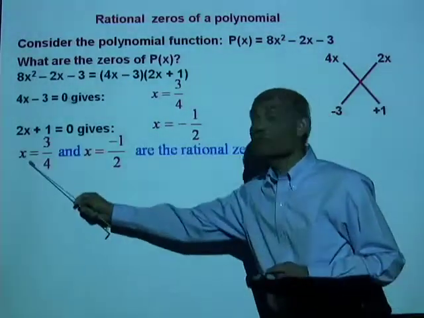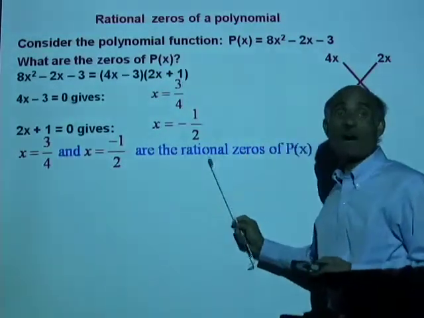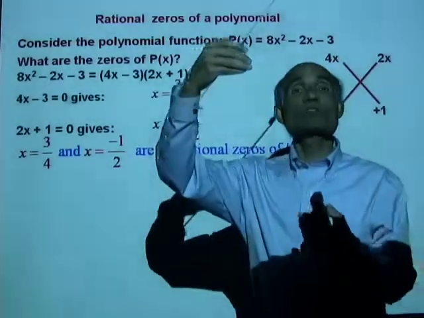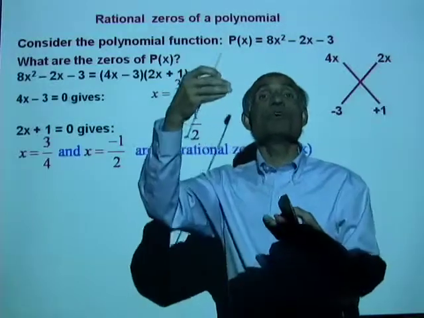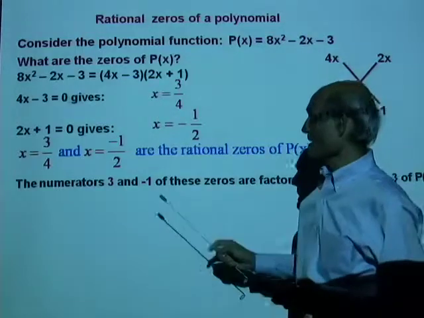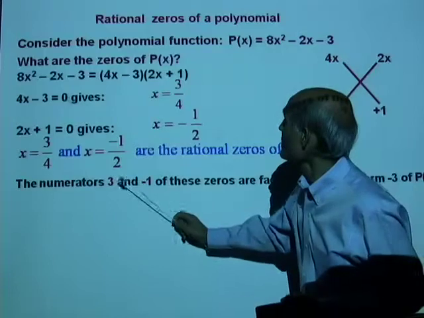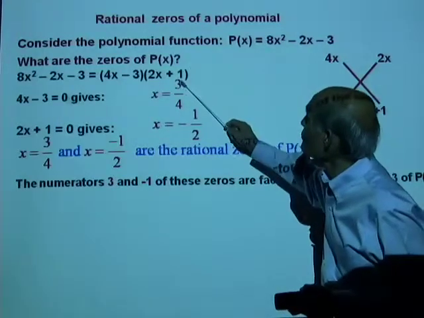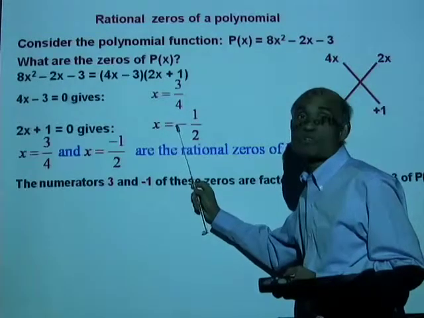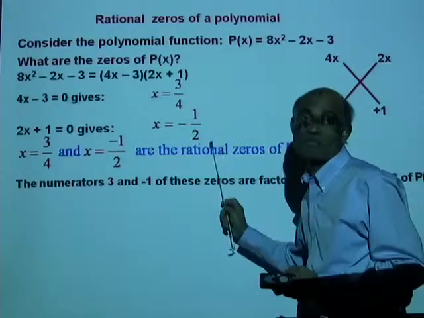Okay, so x equal to 3 over 4 and x equal to negative 1/2 are the rational zeros of P of x. Rational zeros are of the form a over b or b over c. It's got a numerator and a denominator. Now, I want you to watch this. The numerators of the zeros are 3 and negative 1. I want you to understand x equal to negative 1/2 as negative 1 divided by 2. That's the best way to understand it.